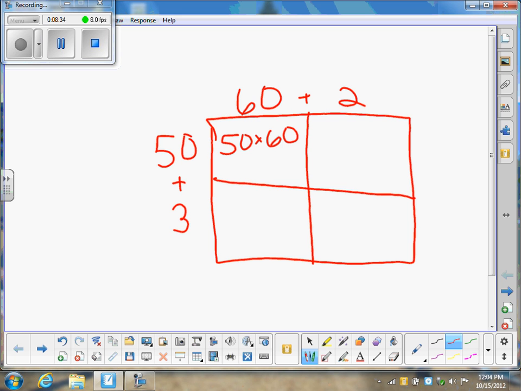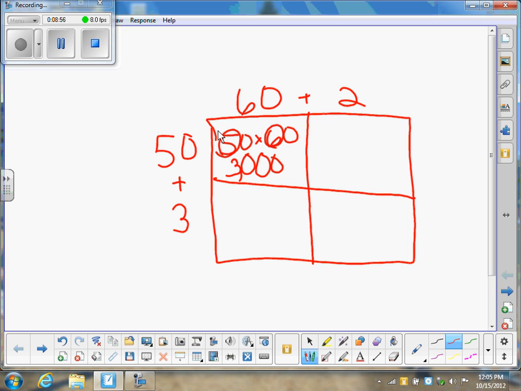You cover up the zeros and multiply 5 times 6, then add the zeros. So 5 times 6 is 30. Then you add the 2 zeros.